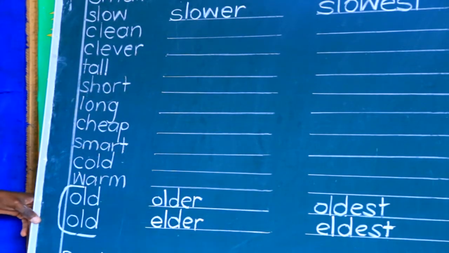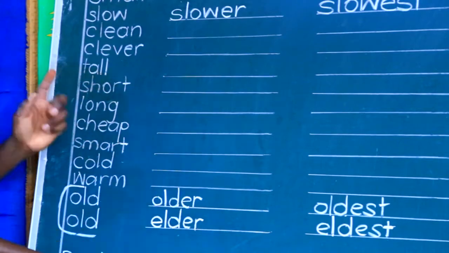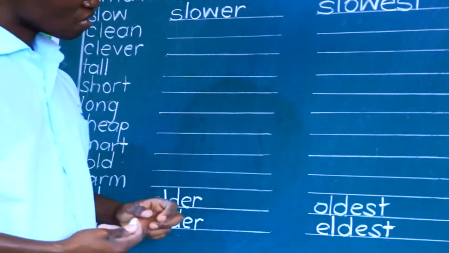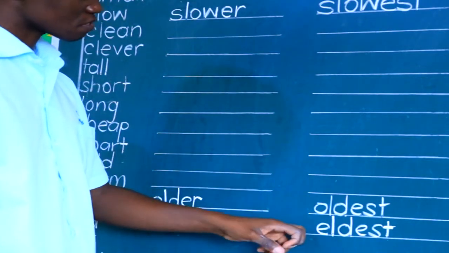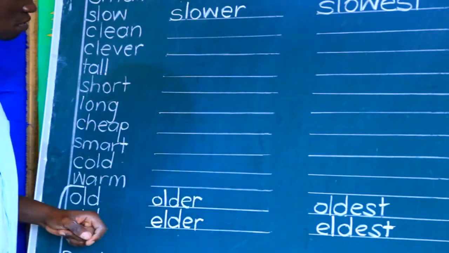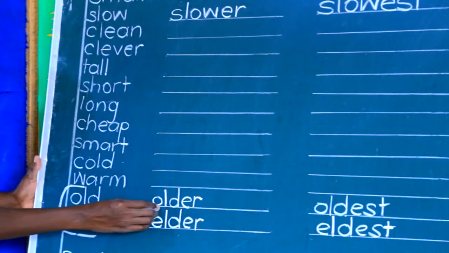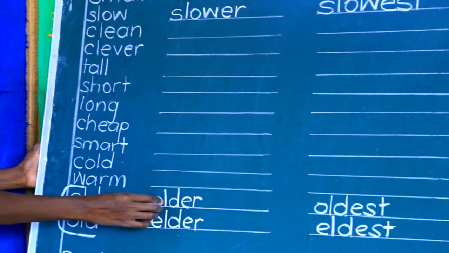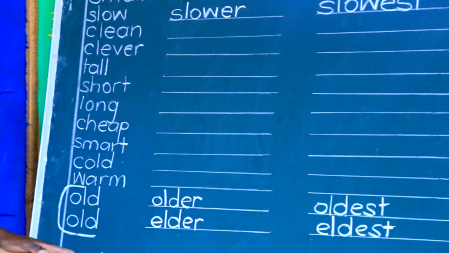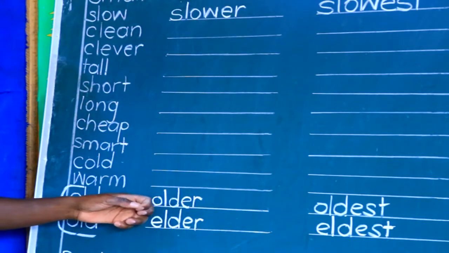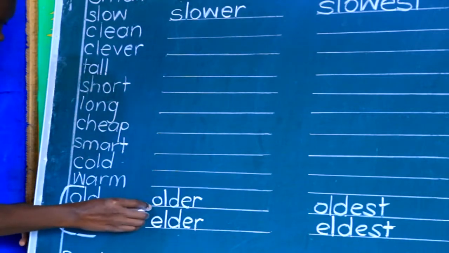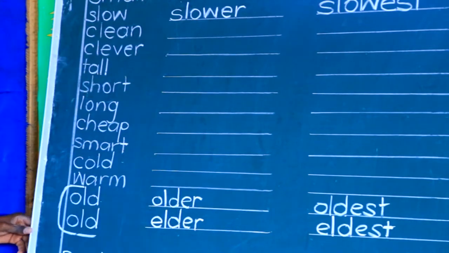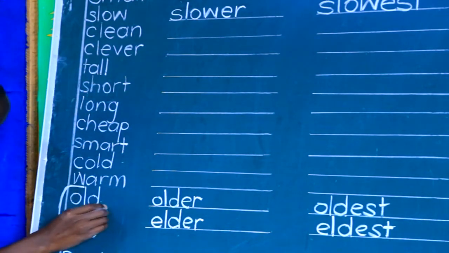You may be wondering, when do we use older, and when do we use elder? When do we use oldest, and when do we use eldest? The truth is, we can use this one within any sentence. You can construct any sentence and use older. This one is not limited in use.